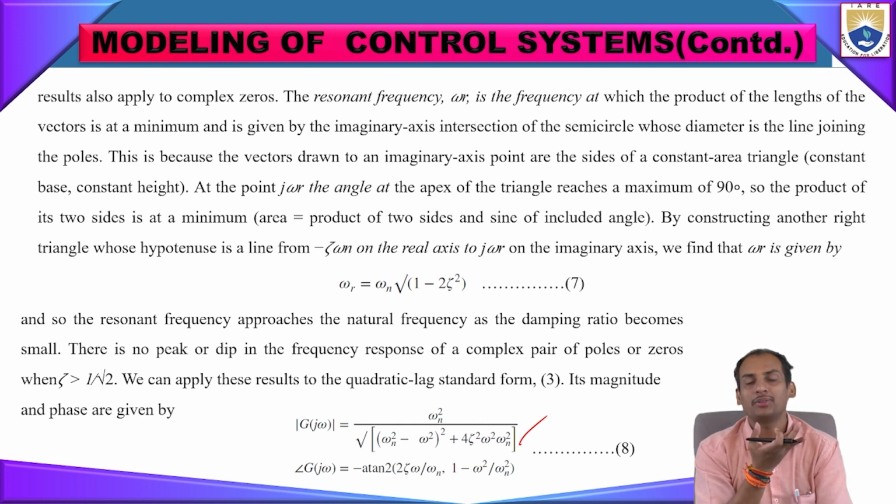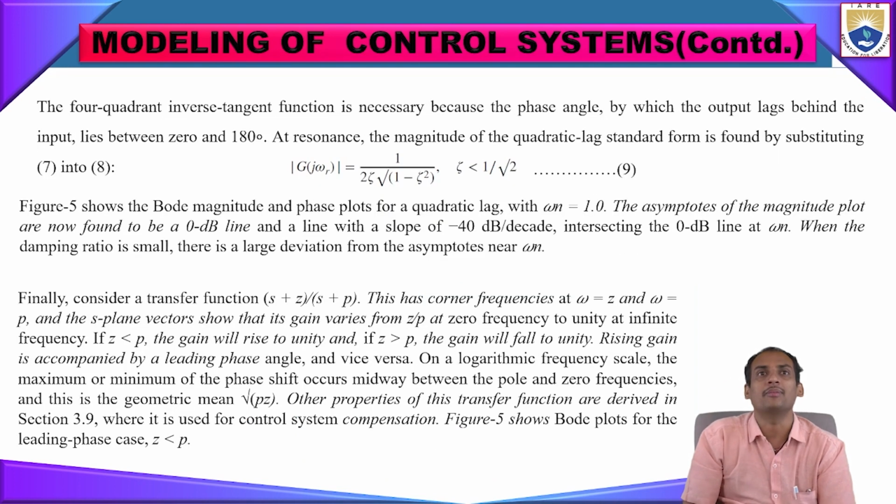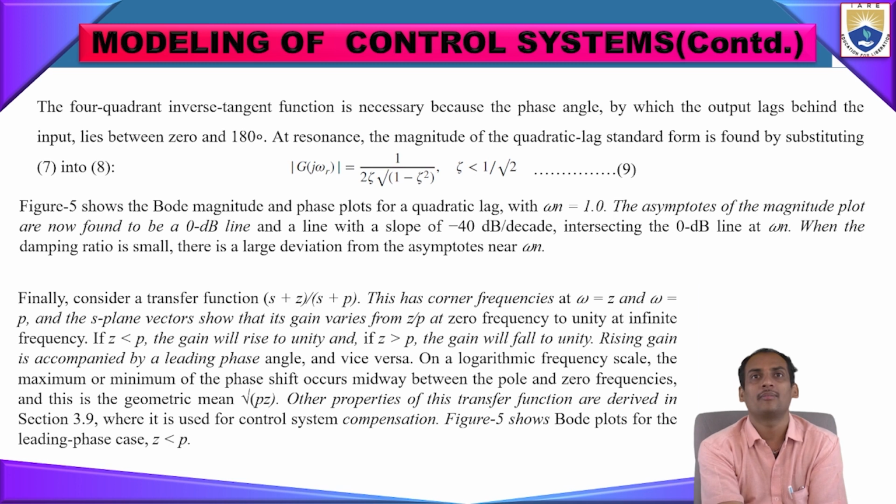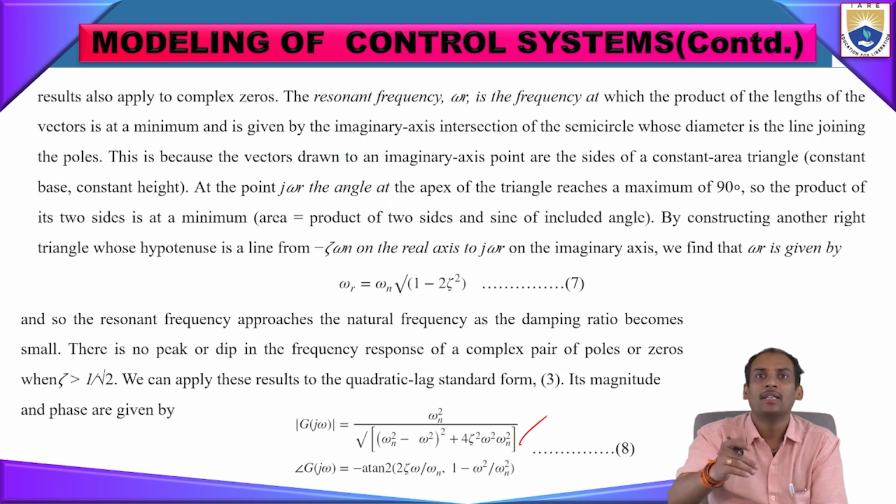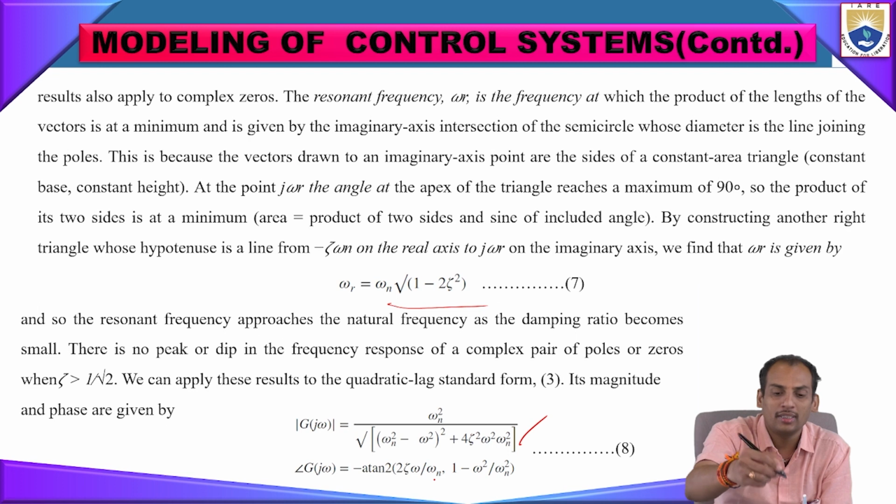Most of these values we are getting, and to make that angular frequency response also, we will get it from this only. The four quadrant inverse tangent function is necessary because of the phase angle by which the output lags behind the input, which lies between 0 and 180 degrees. So at resonance, the magnitude of the quadratic lag standard form is found by substituting the previous equation 7 into 8. So what is equation 7? Here omega r is given here, so we will get the omega r values from here.